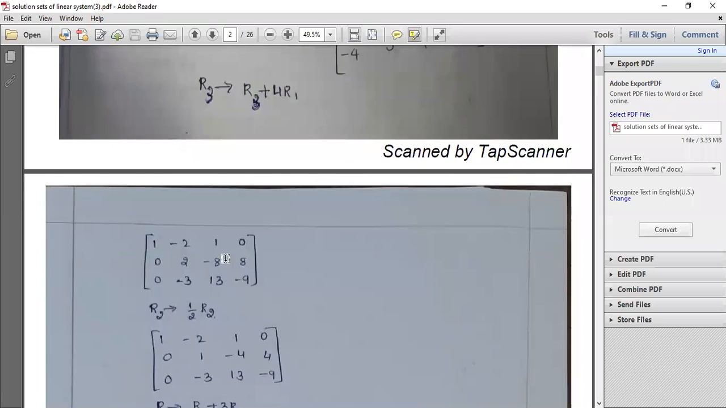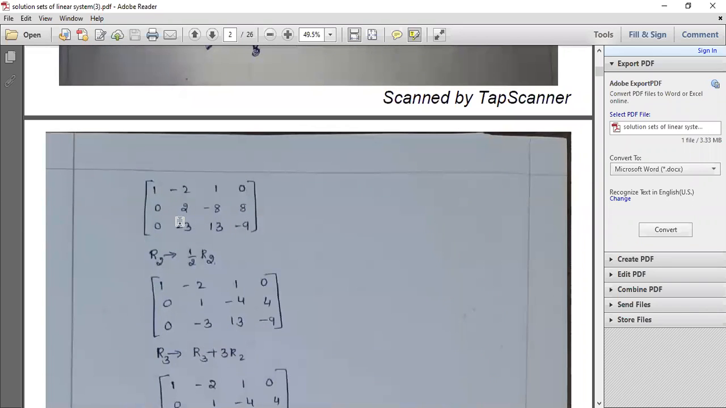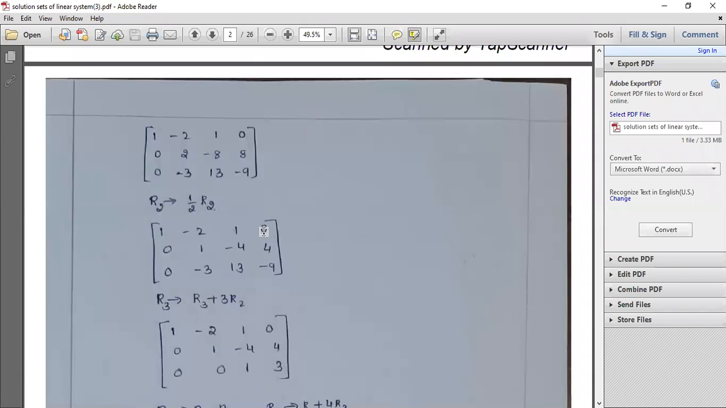So now I've got this matrix. From R2 I can take this 2 out. So R2 changes to 1/2 times R2. Then the first row is as it is, the second row will be 0, 1, -4, 4, and the third row is as it is.